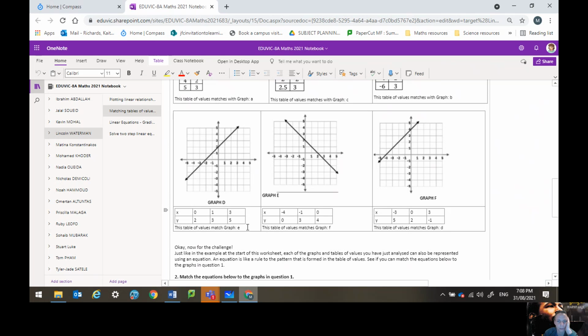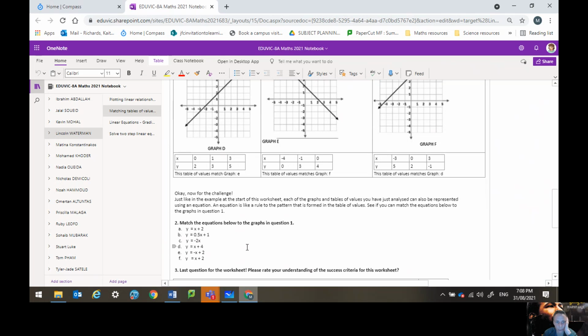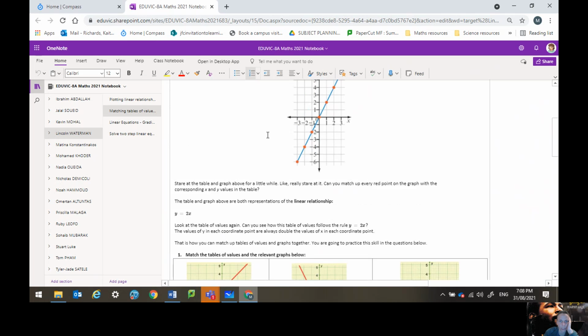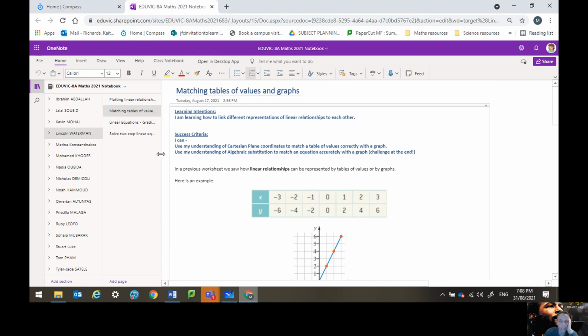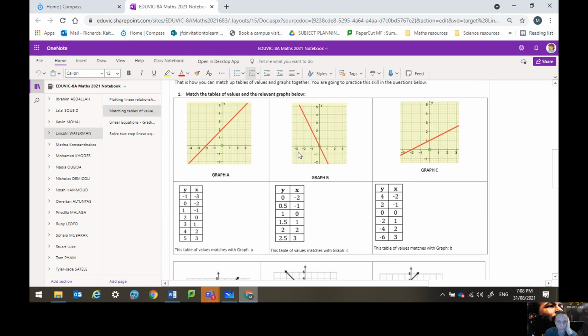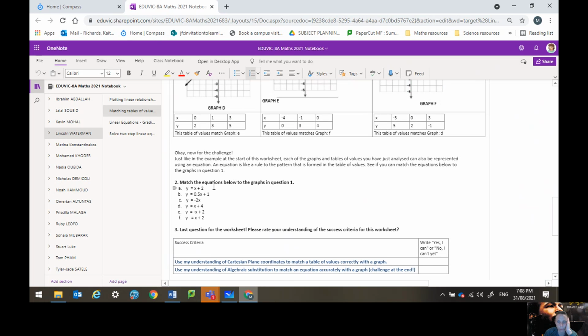Alrighty, so I won't do the whole example for you because that would be too easy. You wouldn't learn. But I will jump down to the second question. It says match the equations below to the graphs in question 1. So watch how this works. If I jump back up to the success criteria, to answer question 2, you're going to use your understanding of algebraic substitution to match an equation accurately with a graph. All right, so this is the third type of representation. Remember, there are 3: table of values, a graph, and an equation.